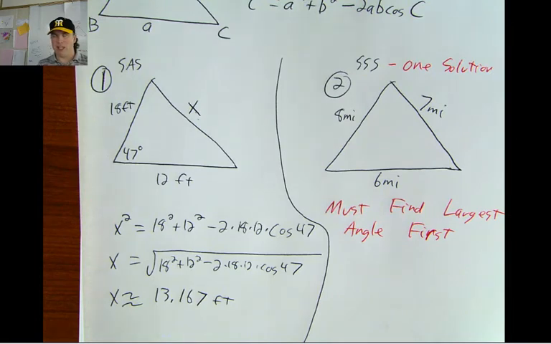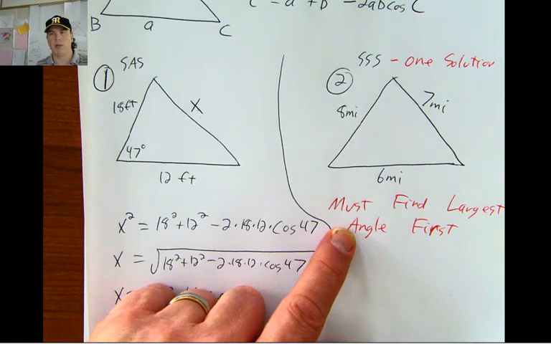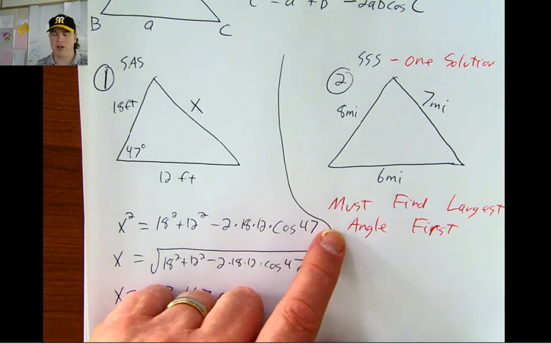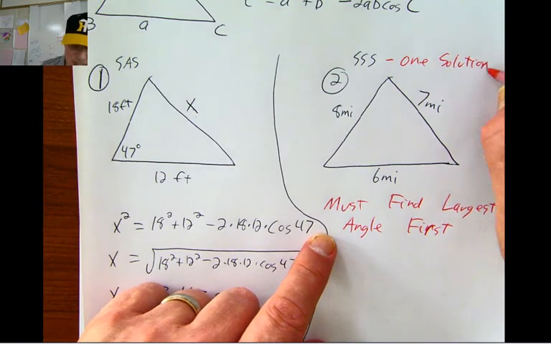If it's an acute triangle, if you do not find the largest angle first, you might get it wrong. But you wouldn't get it wrong in the first step, you'd get it wrong on the second step. And that's something I'll talk with the advanced people about.